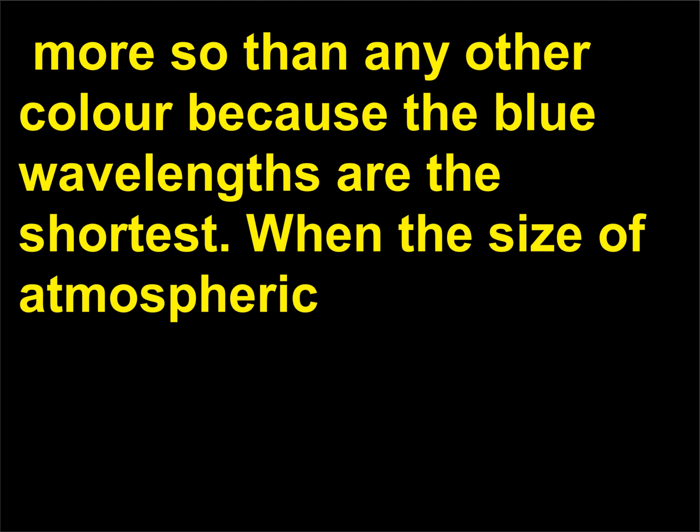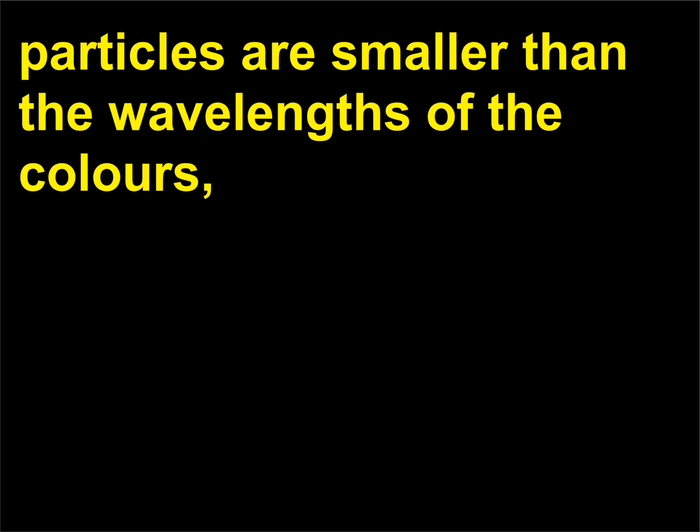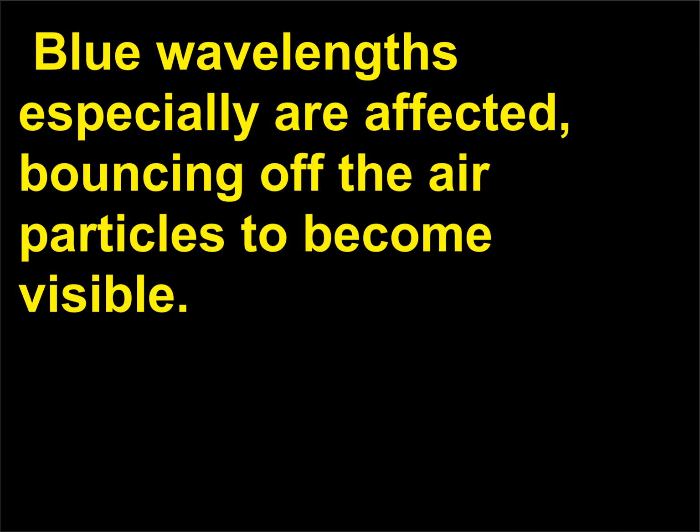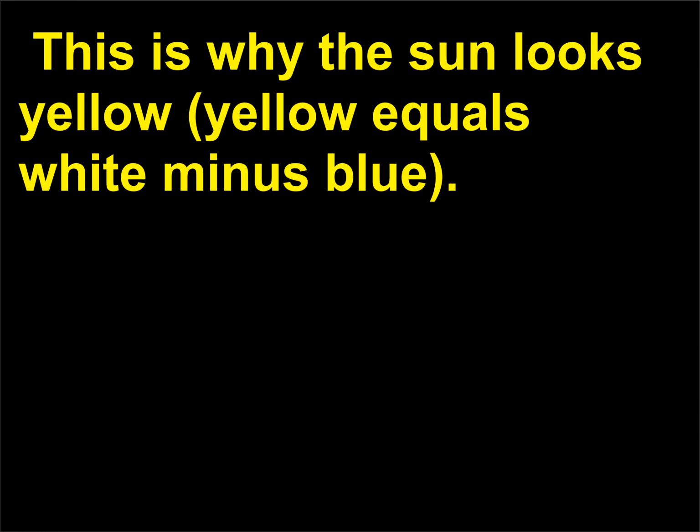When the size of atmospheric particles are smaller than the wavelengths of the colors, selective scattering occurs. The particles only scatter one color, and the atmosphere will appear to be that color. Blue wavelengths especially are affected, bouncing off the air particles to become visible. This is why the sun looks yellow. Yellow equals white minus blue.